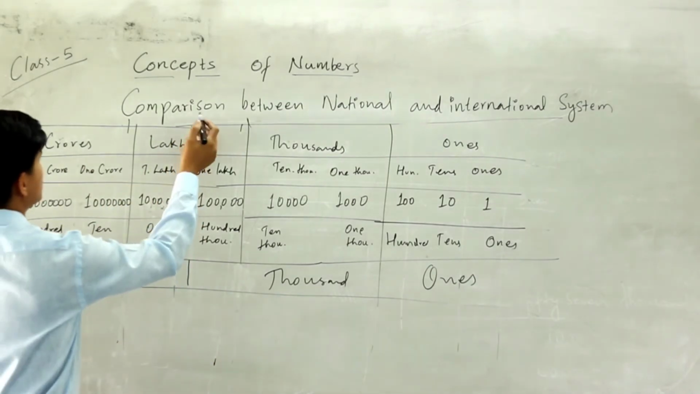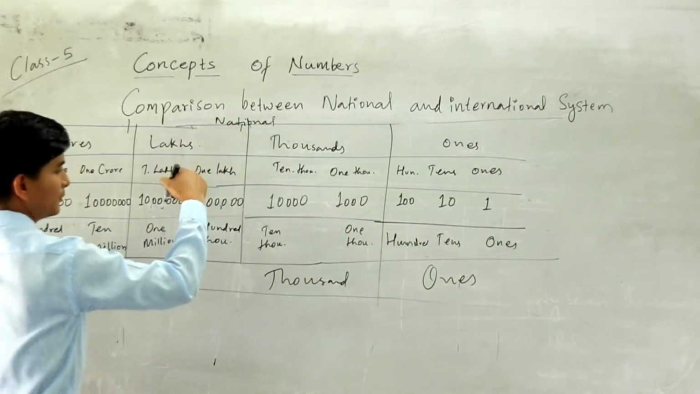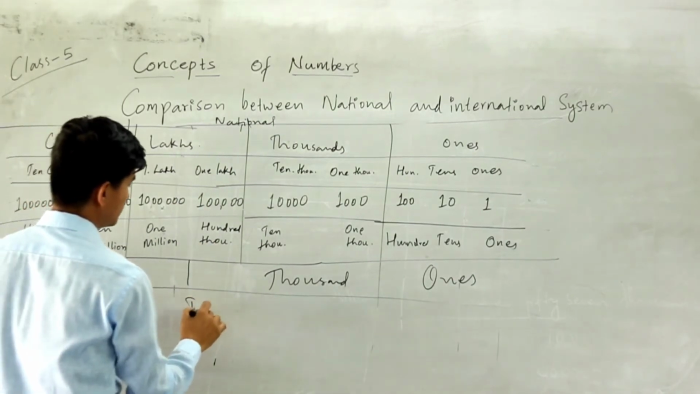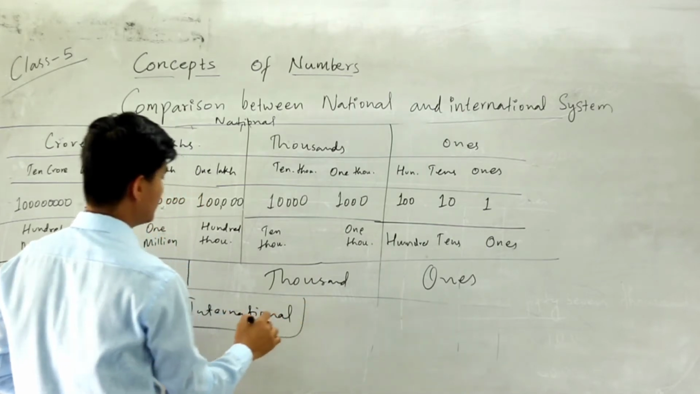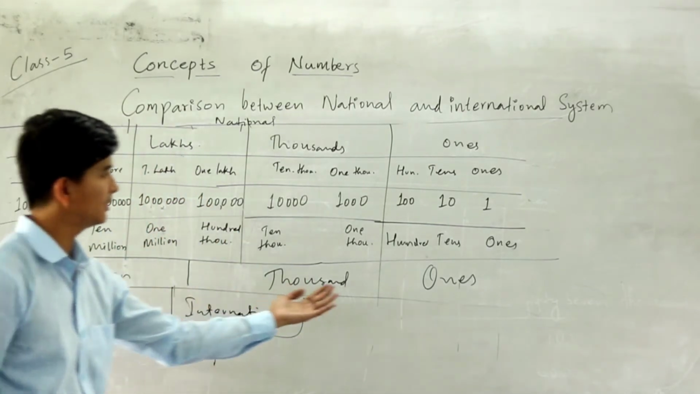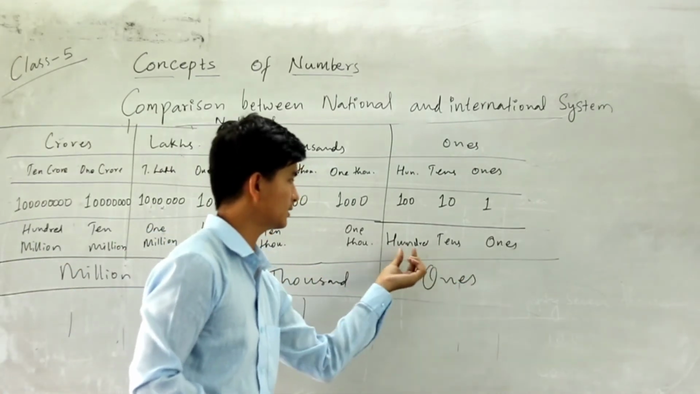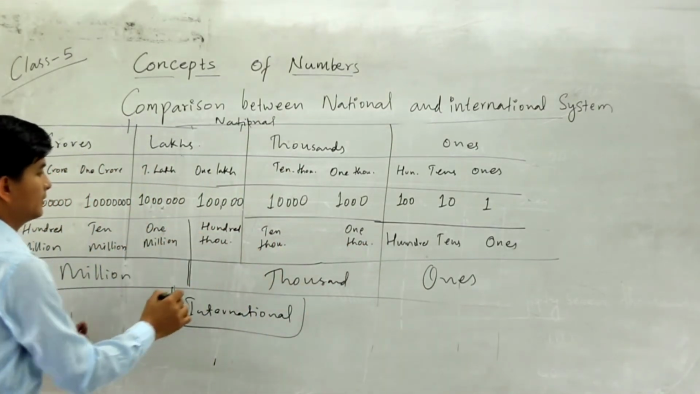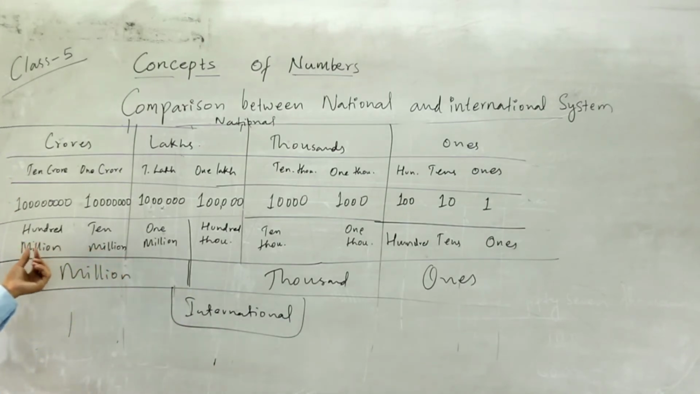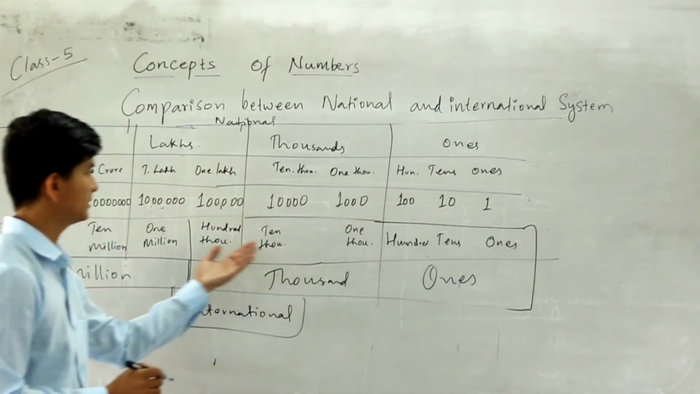From here you can see it is national. From below it is international. Okay. From below you can see it is international. See here ones, thousand, million. You can clearly see here ones, tens, 100, 1,000, 10,000, 100,000. After that 1 million, 10 million, 100 million, which is the place value for this international system. Okay, you can see here clearly.